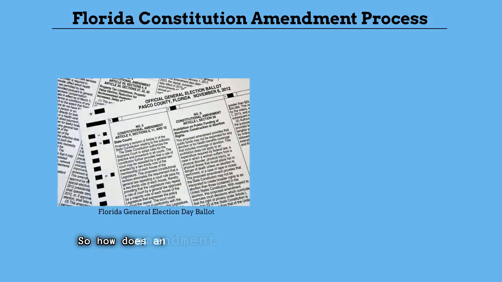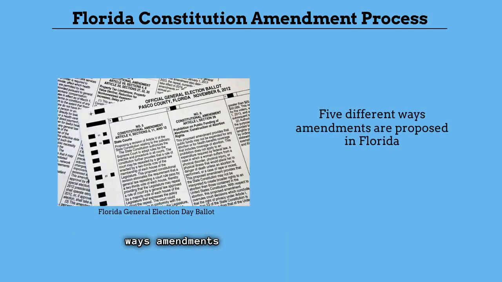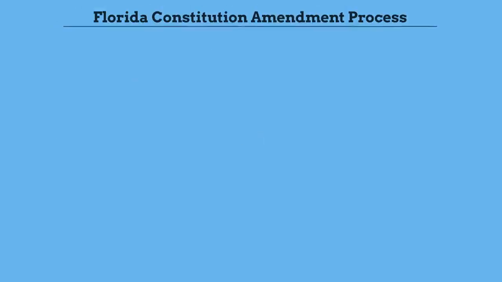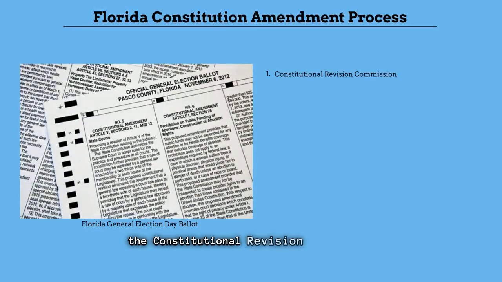So, how does an amendment get on an Election Day ballot? Well, there are actually 5 different ways amendments are proposed in Florida. The first method is through the Constitutional Revision Commission. Every 20 years, this commission meets and proposes amendments to the state constitution.